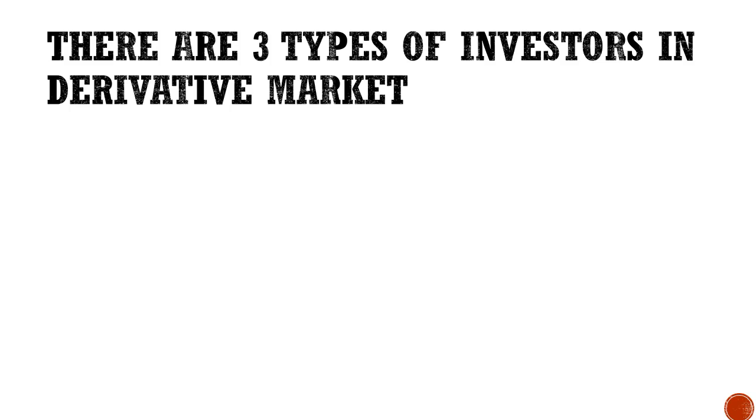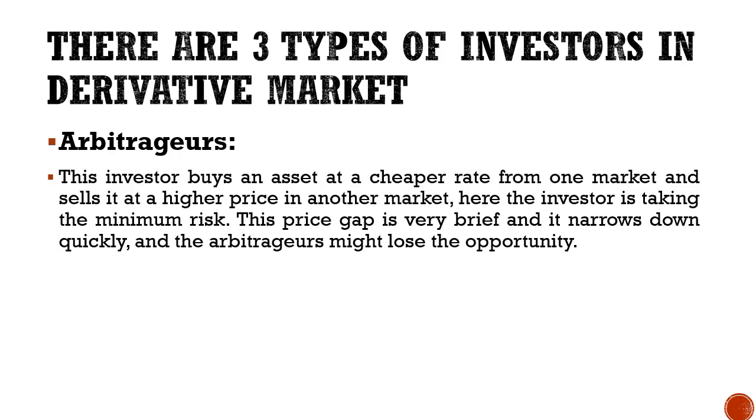Now, let us learn various types of investors in the derivative market. In a broad sense, there are three types of investors in the derivative market. Number one, they are known as the arbitrators. Now, who are arbitrators? This investor buys an asset at a cheaper rate from one market and sells it at a higher price in another market. Here the investor is taking the minimum risk.